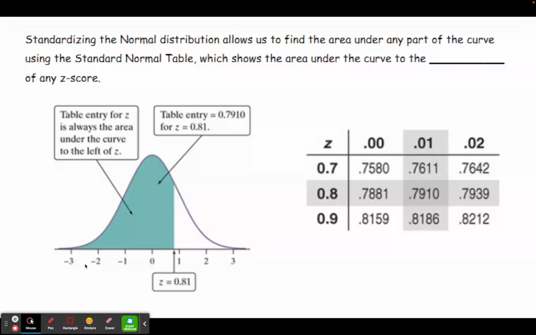Now, standardizing the normal distribution allows us to find the area under any part of the curve using the standard normal table, which shows the area under the curve to the left of any z-score. And that's why in Table A, the picture at the top shows the shading to the left of that vertical line. So in your notes, it kind of gives you an example.